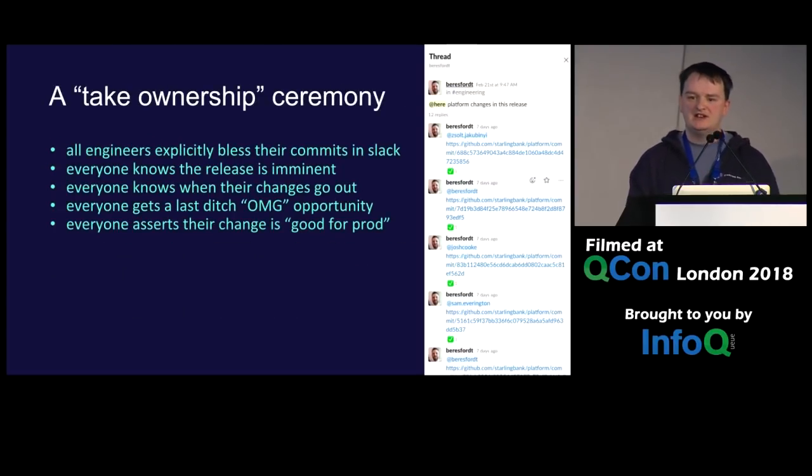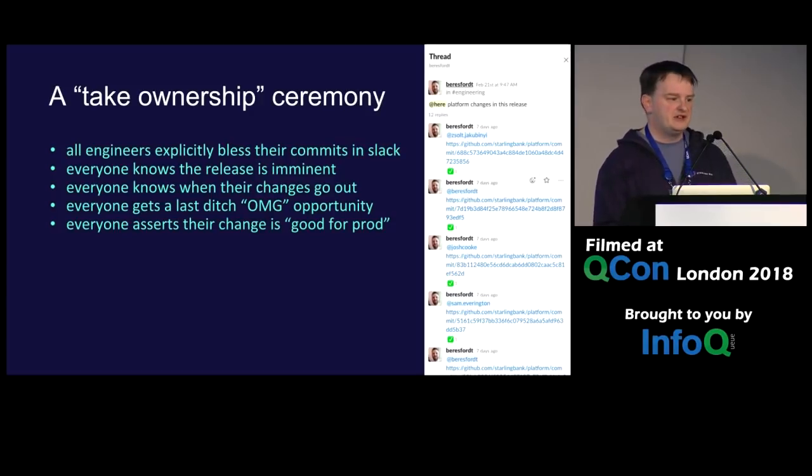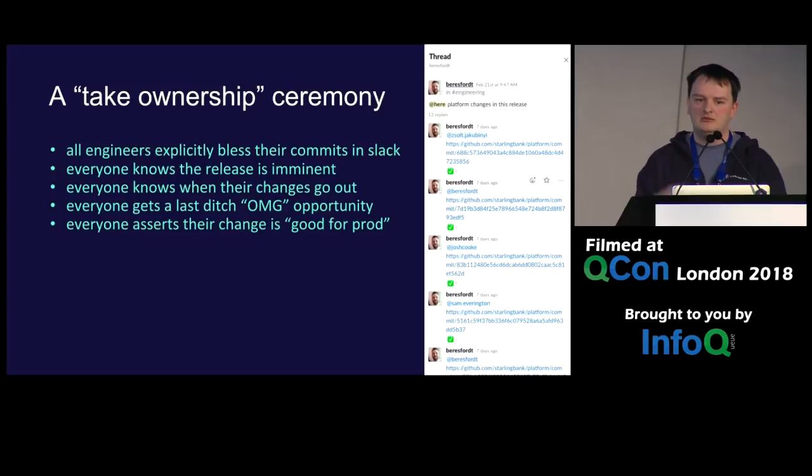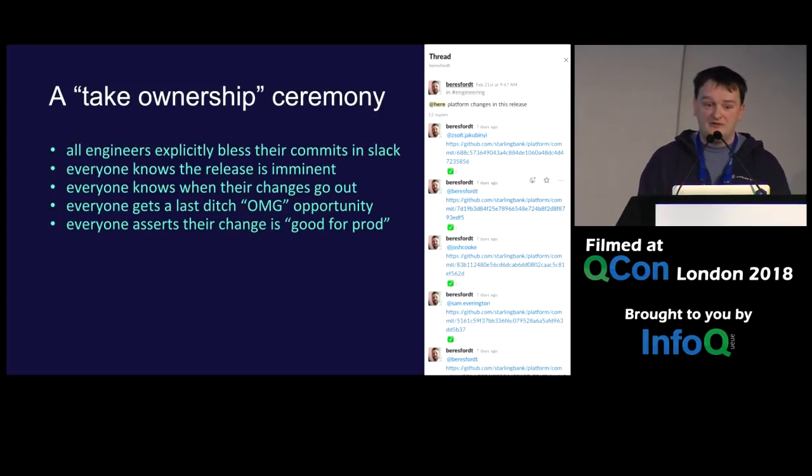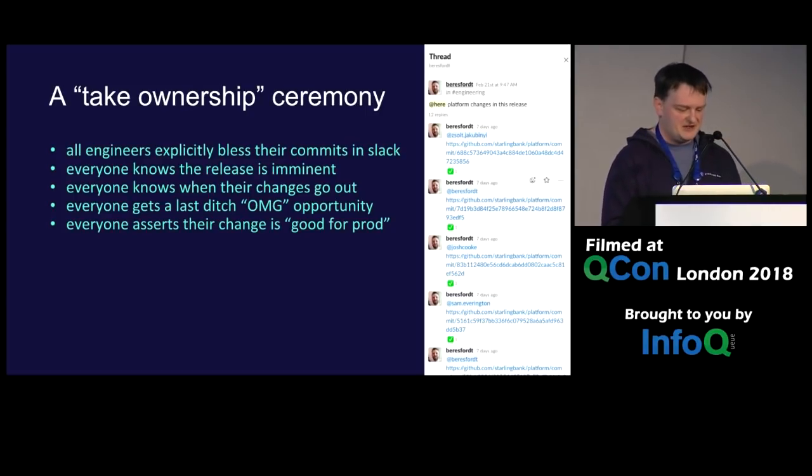We can even deploy it to the stage where we can get people to look at individual commits before we go out and say, is this commit good? Is this commit good? Is this commit good? Because there are few enough commits in each individual release that you can do that.